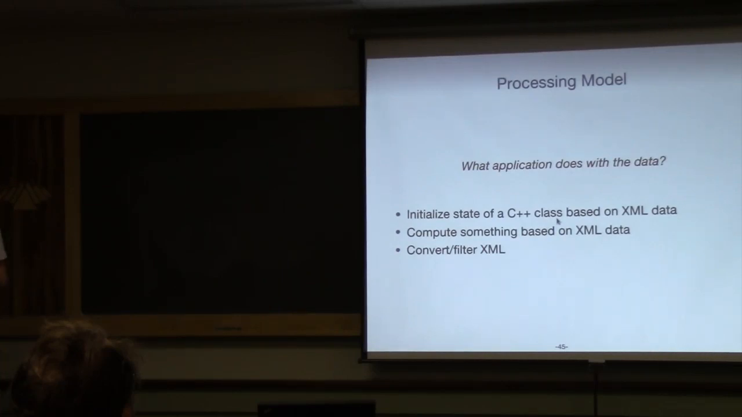We could load the state of a C++ class from XML. Or we could compute something based on the data stored in XML without creating any kind of in-memory representation whatsoever. Or we could convert or filter the document without really understanding anything about the data. For example, we could sort all the attributes to be in alphabetical order. Not that many options. Can anyone think of anything that doesn't fit in here?